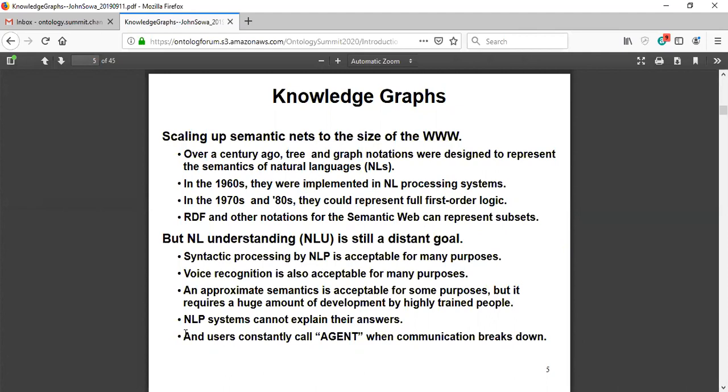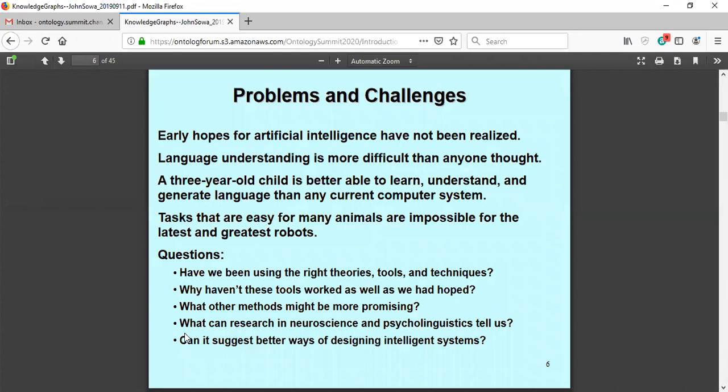So this gets to the problems and challenges. So the early hopes, and this is slide six, the early hopes for artificial intelligence have not been realized. And so the question is, have we been using the right theories, tools, and techniques? And why haven't these tools worked? And what other methods might be promising? And what other research is being done? And can it help us build more intelligent systems?